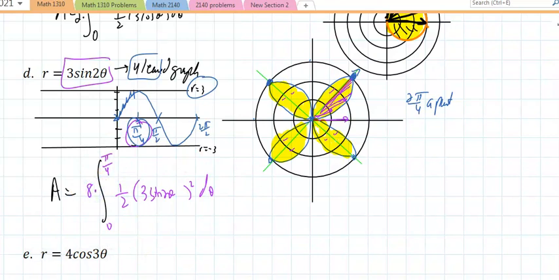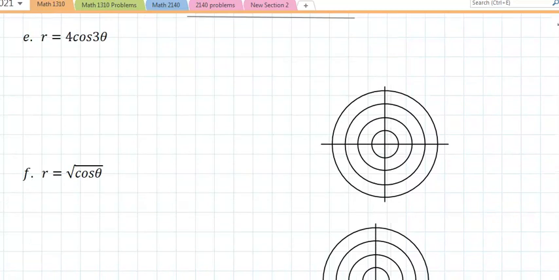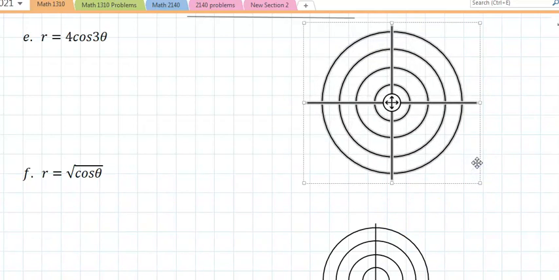0 to 2 pi doesn't work. You get more or less of the area that you desire. That's not how we do this. So we're going to use symmetry all throughout. This problem, this is a 3-leaved graph. I'm going to enlarge that a bit.